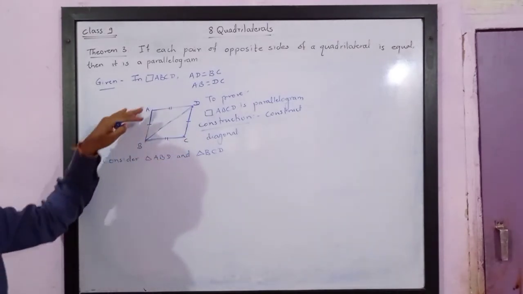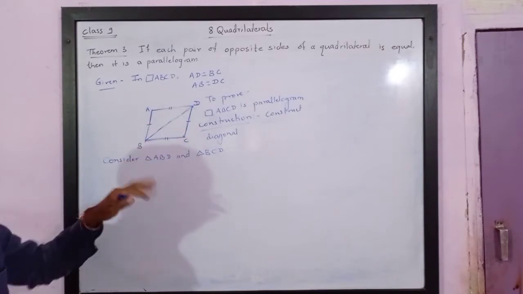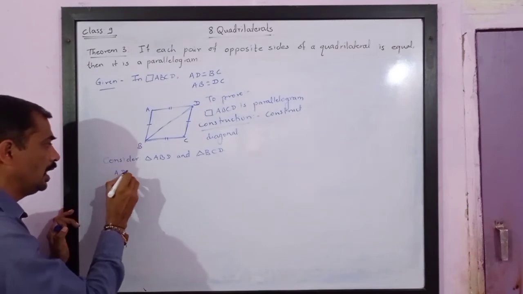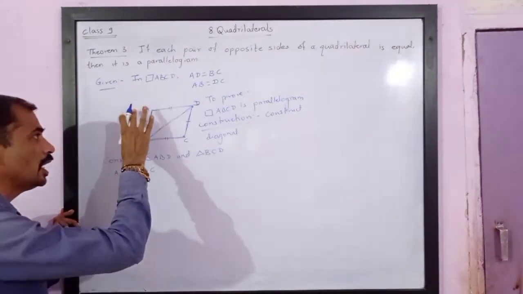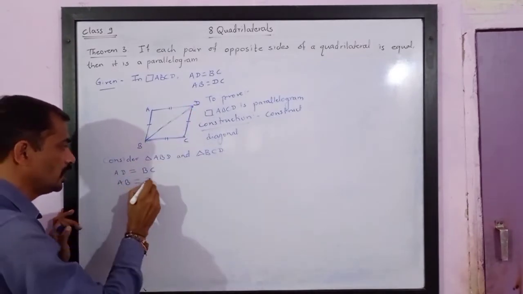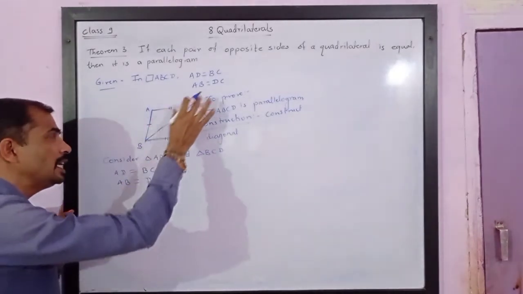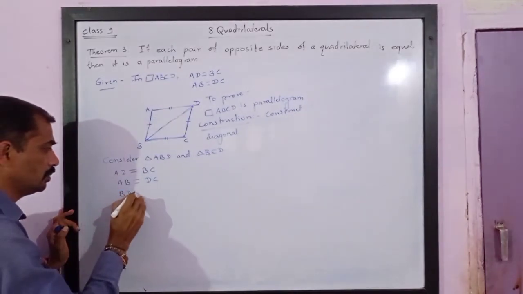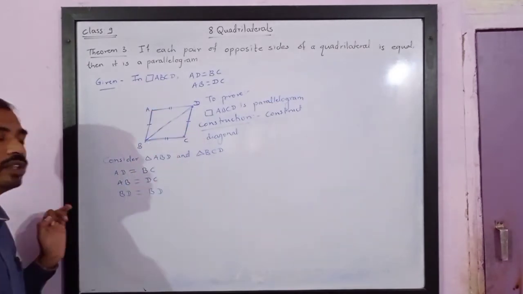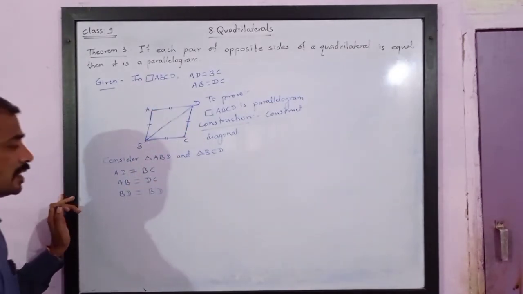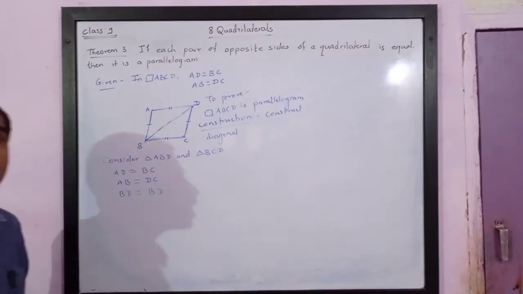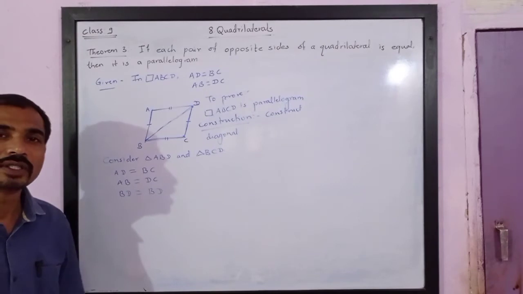Now, in triangle ABD and triangle BCD, we have AD equals BC, and AB equals DC. This is given to us. Please note, BD is equal to BD. It means this triangle is congruent to this triangle by the SSS test. But here one-to-one correspondence is very important before writing the congruency of the triangles.